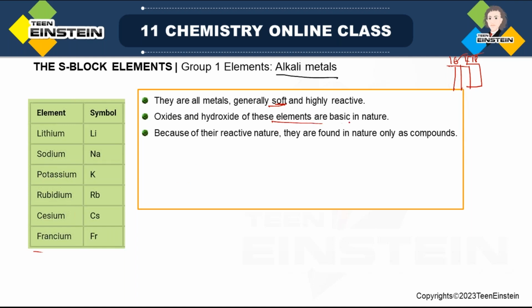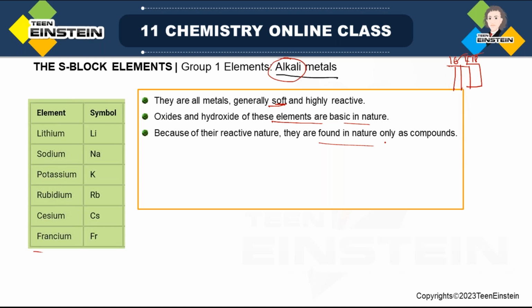Oxides and hydroxides of this element are basic in nature. So we have already discussed this reason, and that is why we call them alkali metals. And because of their reactive nature, obviously you cannot expect them in nature in free state. So what I'm trying to say is that lithium, sodium, potassium, rubidium, if you consider how they naturally exist, obviously they do not exist in the elemental form. You will always find them in the compound form, because they will always try to react with some other element.